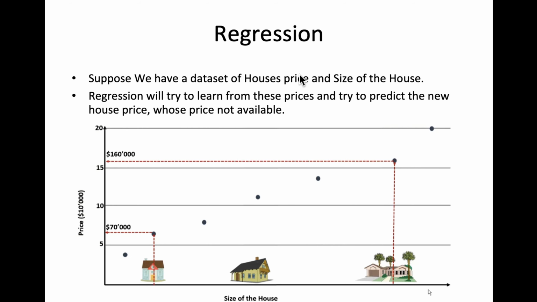Suppose we have a data set of house price and size of the house. What regression can do is help establish a relationship between the size of the house, which is my predictor, and the response variable y. So how exactly does size of the house influence the price? That's something we can ascertain using ordinary least squares regression, and we have already covered that previously.